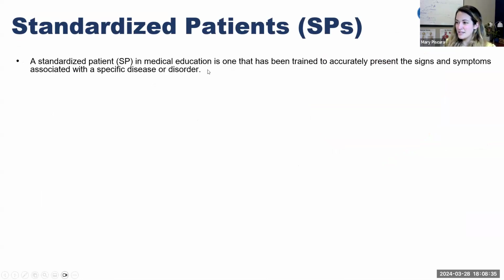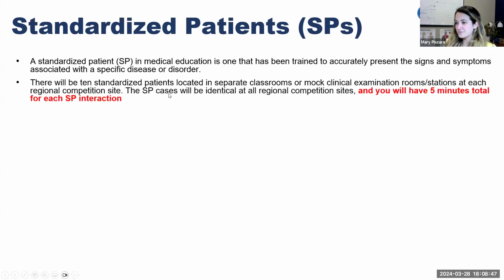So these again are going to be in medical education. It's someone that's been trained to present the signs and symptoms associated with a specific disease or disorder. So this is something that if you're interested in medical school, you will absolutely encounter. All right, so for us, you can expect to encounter 10 of these. They'll be located in separate classrooms or maybe at different stations in a larger room. And these are going to be at each regional site, so they will be identical. So you'll get the same ones as the other people. If you're coming down to meet me in Auburn, Alabama, it's going to be the same people. If you're meeting Dr. Haggerty at Thomas Jefferson in Philly.